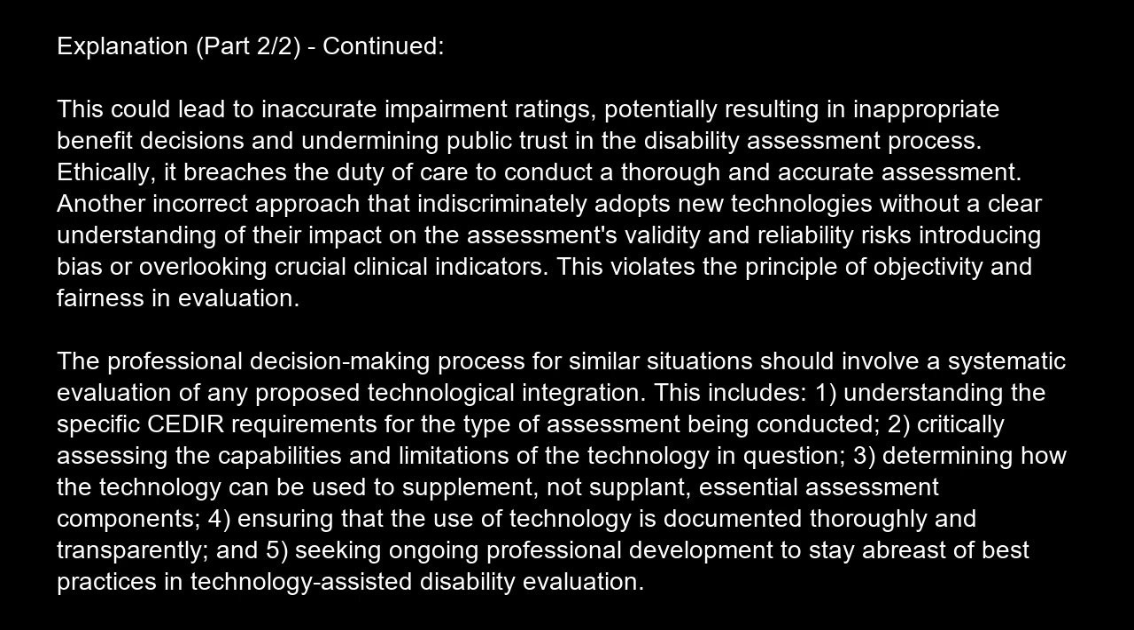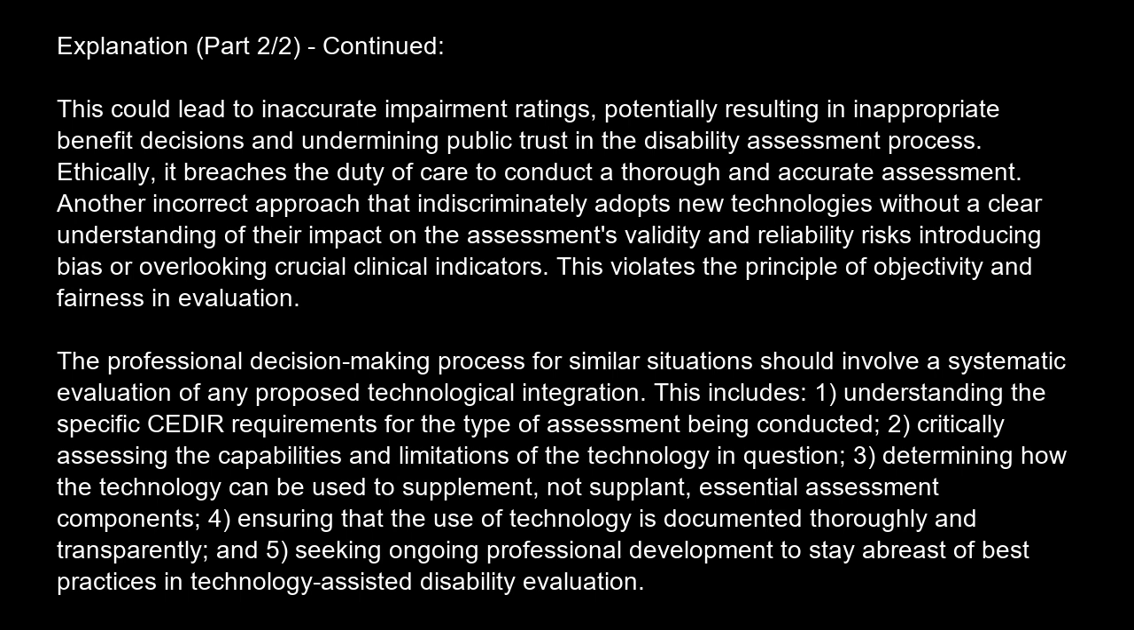Another incorrect approach that indiscriminately adopts new technologies without a clear understanding of their impact on the assessment's validity and reliability risks introducing bias or overlooking crucial clinical indicators. This violates the principle of objectivity and fairness in evaluation.